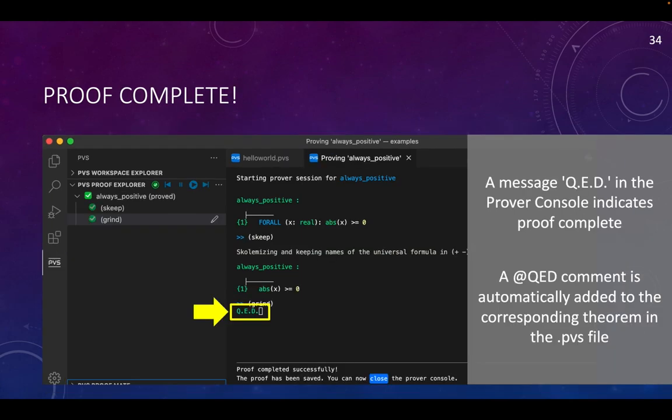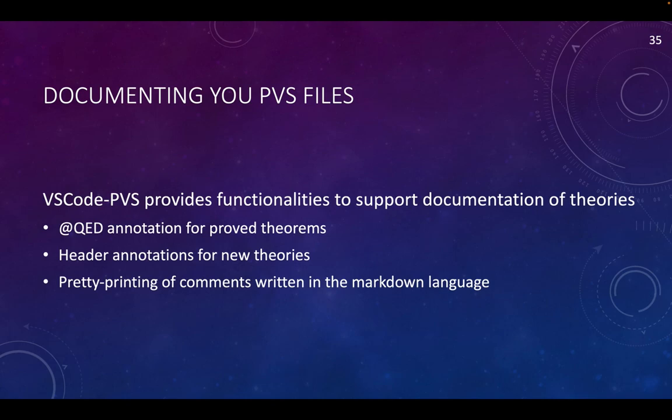When a theorem is proved successfully, VSCode-PVS shows a message QED and automatically annotates the theorem in the PVS file with a comment indicating proof complete, the author of the proof, and the date of the proof. VSCode-PVS provides various functionalities for automatic documentation of a PVS theory, including the QED annotation I just mentioned for proved theorems, headers for new theories, and a pretty printing function for comments written in Markdown syntax.